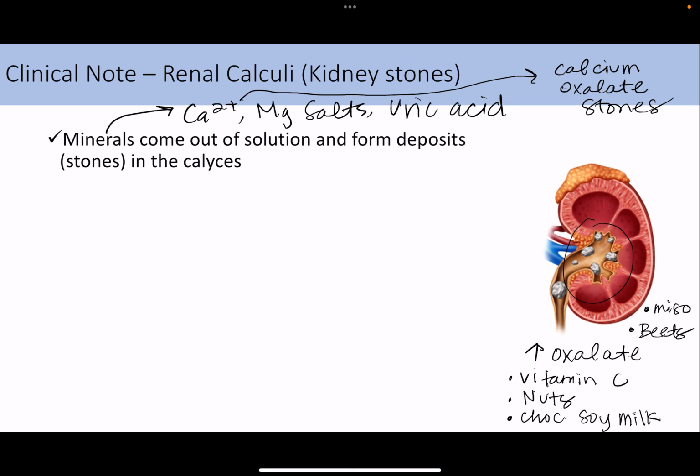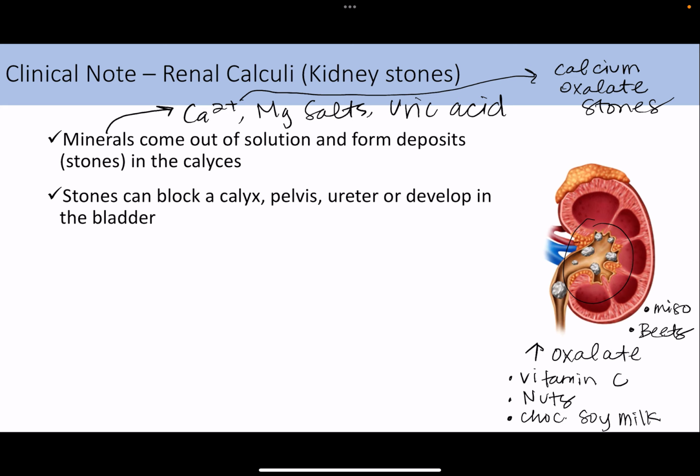But again, it can be caused by magnesium salts and uric acid too, but more than likely it's going to be calcium oxalate stones. We get a lot of calcium from dairy products, so you might be more likely to form calcium oxalate stones if you are lactose intolerant and not getting enough calcium from dairy products. But you need that calcium and oxalate to bind together in your stomach and intestines, not in the kidneys where they can form stones.